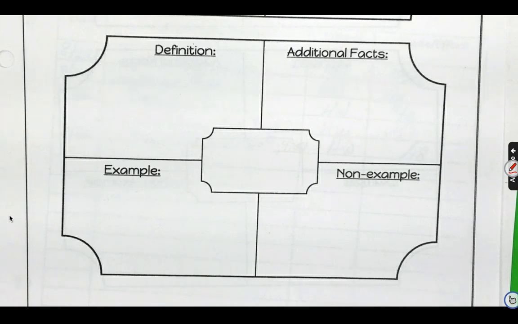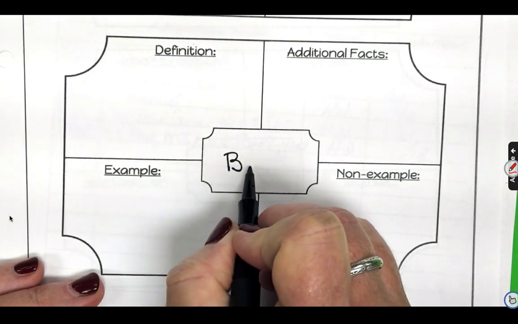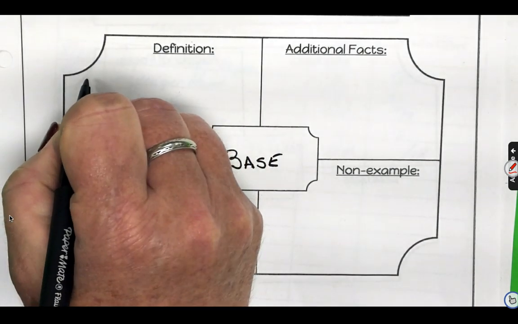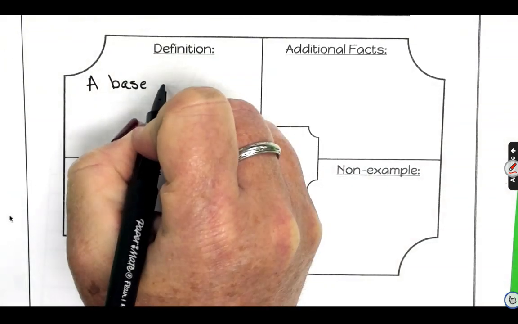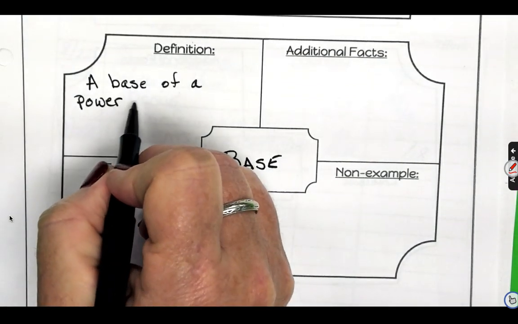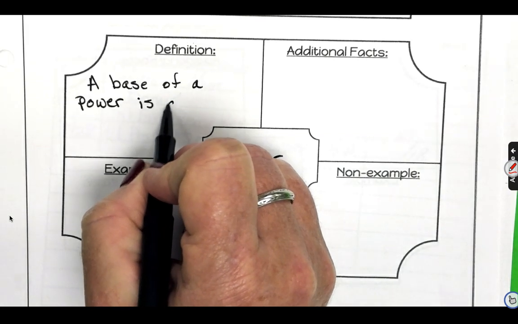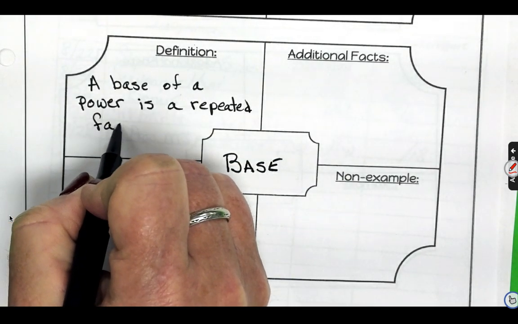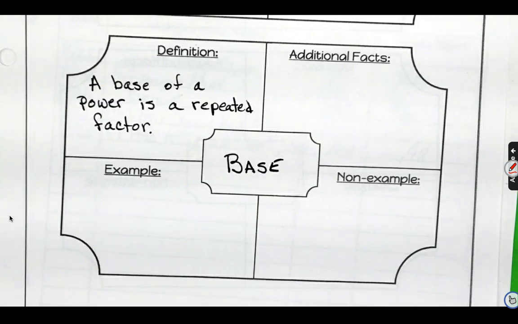Okay. We have the word base. Base. And we're not talking about third base. We're not talking baseball. Okay? A base of a power is the repeated factor. A base of a power is a repeated factor. Yeah, that's a really nice mathematical term.